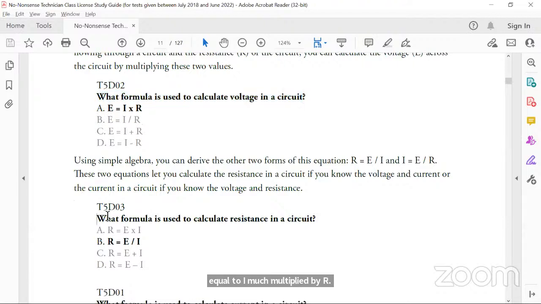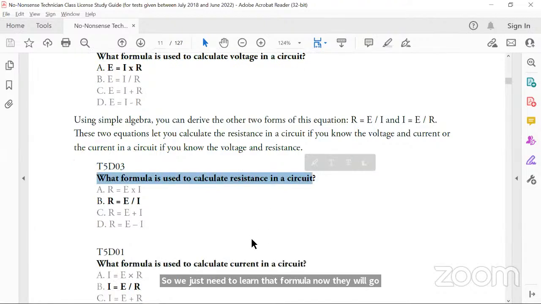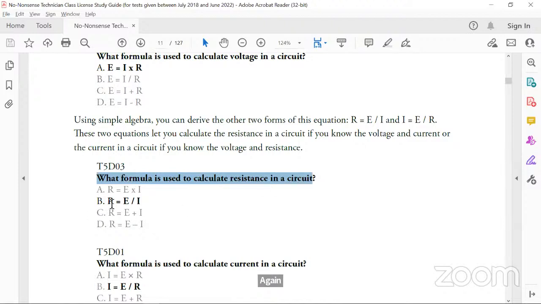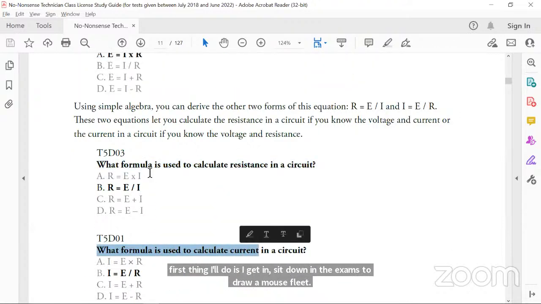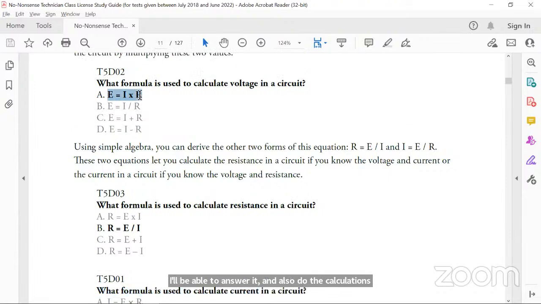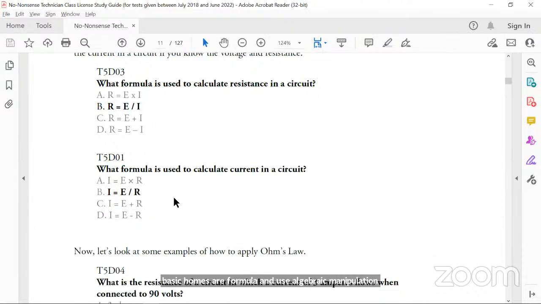Now they will go and ask you those questions in a different way again about Ohm's law. They will ask you, what is the formula used to calculate resistance in a circuit? Well, the correct answer is R is equal to E over I. That's why that Ohm's law plate could come in very handy. If I were you in the exam, you'll have paper, you'll have pencil. The first thing I'll do as I sit down in the exam is to draw an Ohm's law plate. So when these questions come, I just look at it and I'll be able to answer it and also do the calculations. Or the other way is, of course, you learn the basic Ohm's law formula and use algebraic manipulation to derive the other forms.